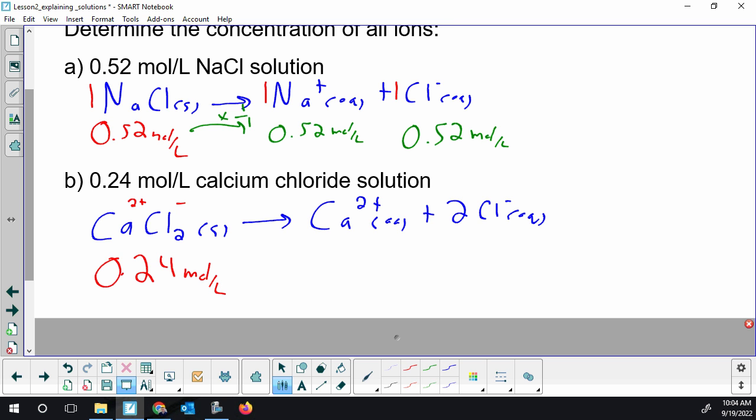So I have that 0.24 mole per liter original concentration of solute put into total solution. Calcium, no coefficients, they're both 1s, so that's going to be the same concentration. One to 1 ratio between those species.